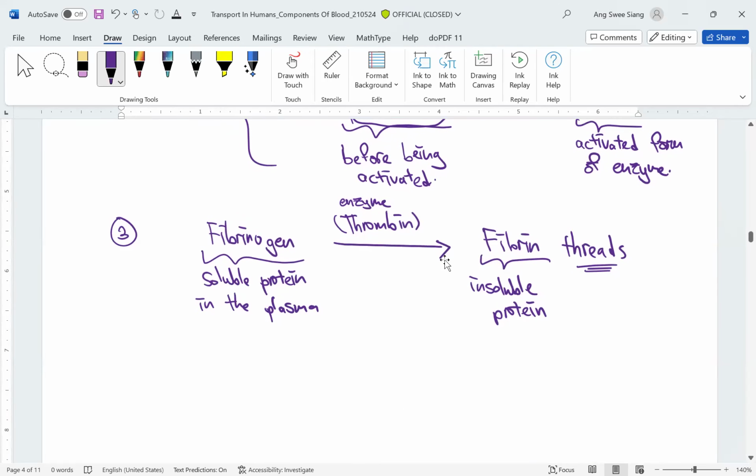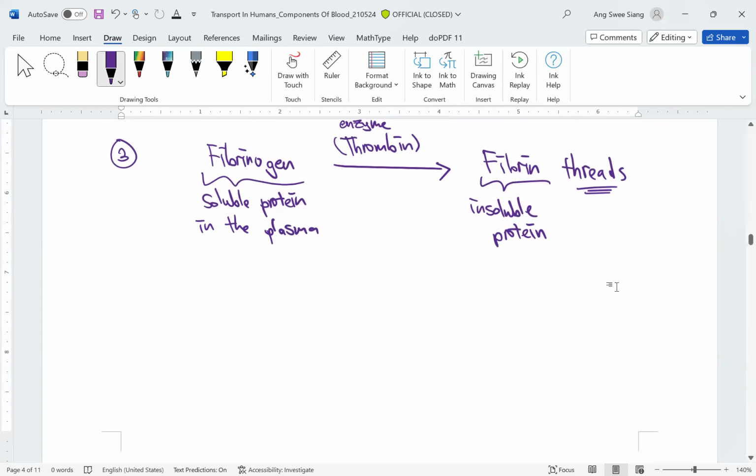So fibrinogen is converted into fibrin thread. Your textbook will only mention platelets, but if you say damaged cells and platelets, nothing wrong. The platelets will secrete this enzyme when there is a wound, and this enzyme will cause the conversion of fibrinogen to fibrin threads.